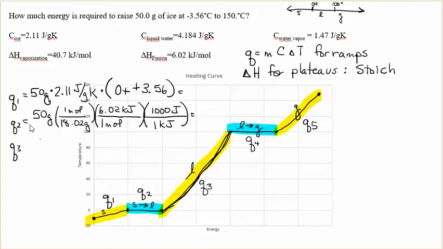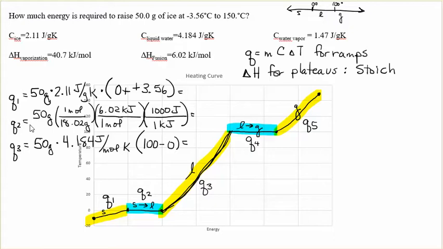Q3 equals M, we still have 50 grams, times the specific heat capacity. We're a liquid at this point in time, so we're going to use the specific heat capacity for liquid water, 4.184 joules per mole degree Celsius or mole Kelvin. T final is 100 degrees Celsius. T initial is 0 degrees Celsius. So 100 minus 0. And again, I'll let you calculate that out. 50 times 4.184 times 100. That'll give you the amount of energy in joules.